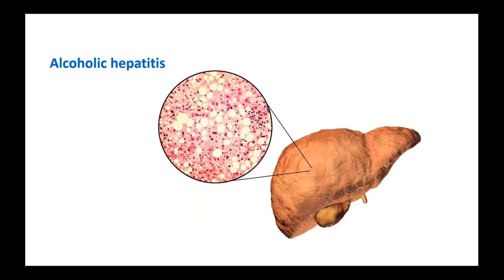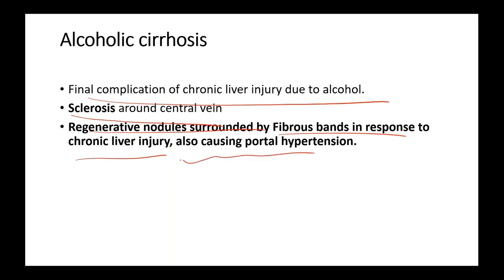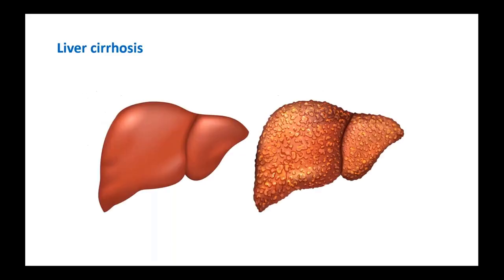Again, the same image. The final complication of chronic liver disease due to alcohol is alcoholic cirrhosis. So you will see sclerosis around the vein, and then regenerative nodules surrounded by fibrous bands in response to chronic liver injury. It can also cause portal hypertension. So this is liver cirrhosis. Multiple nodules on gross examination.